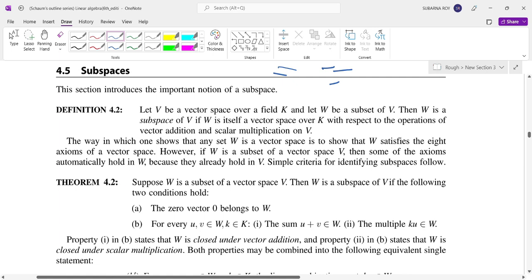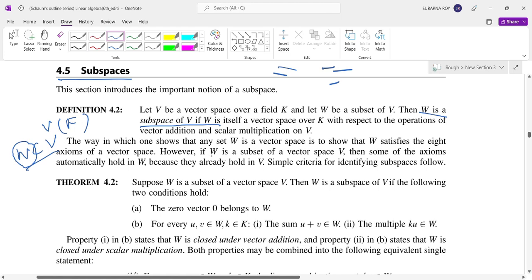Now we will discuss subspace. Let V be a vector space over a field K, and let W be a subset of V. Then W is a subspace of V if W itself is a vector space with respect to the operations of vector addition and scalar multiplication on V.